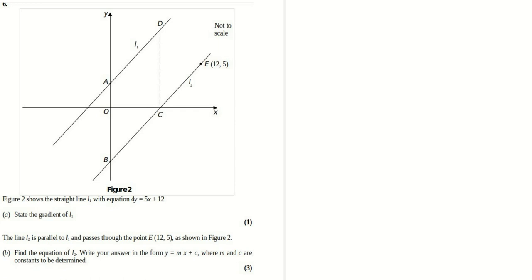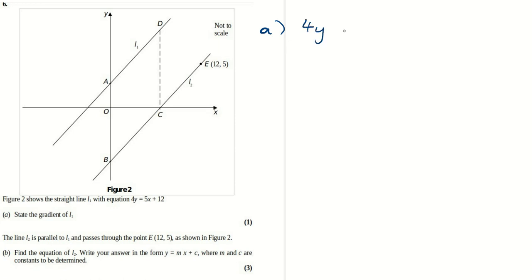Okay, so we've got a picture of a graph with two straight lines on it, L1 and L2. It gives us the equation of L1, and the first thing we've got to do is just work out or state the gradient of L1.